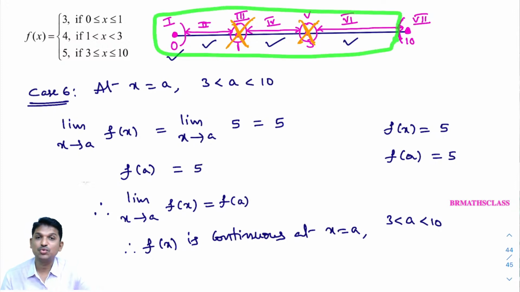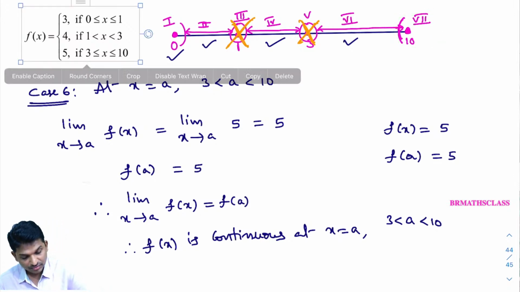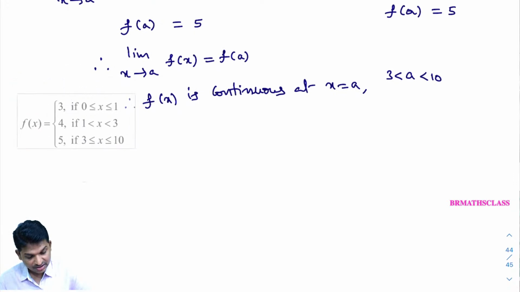In all 6 cases, what did I identify? I identified that this function is discontinuous at x equal to 1, and this function is discontinuous at x equal to 3. Last one. What is this last one? I need to check left continuity of the function at x equal to 10. Okay, case 7. I'll take this function.